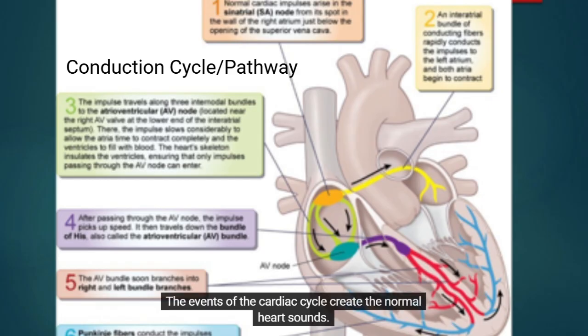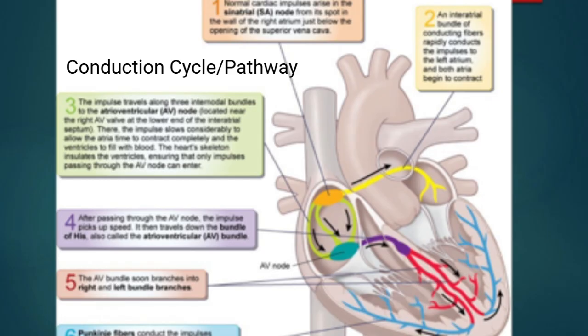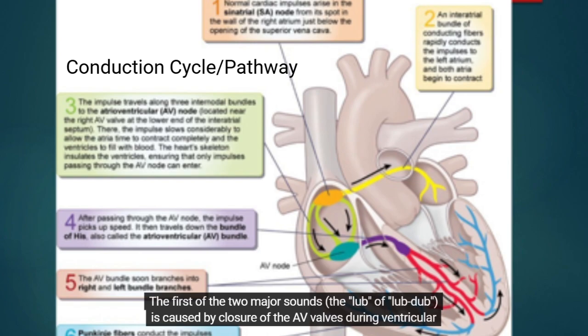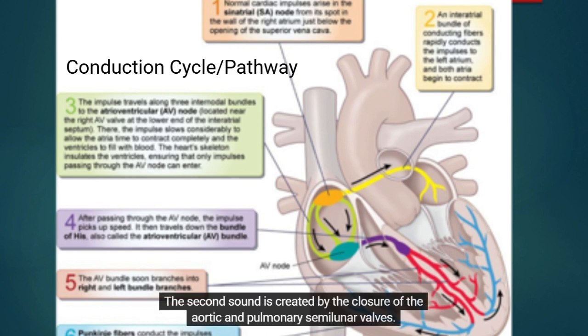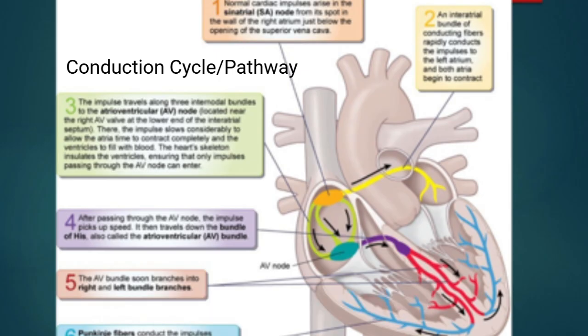The events of the cardiac cycle create the normal heart sounds. The first of the two major sounds, the lub of lub-dub, is caused by closure of the AV valves during ventricular systole. The second sound is created by the closure of the aortic and pulmonary semilunar valves.